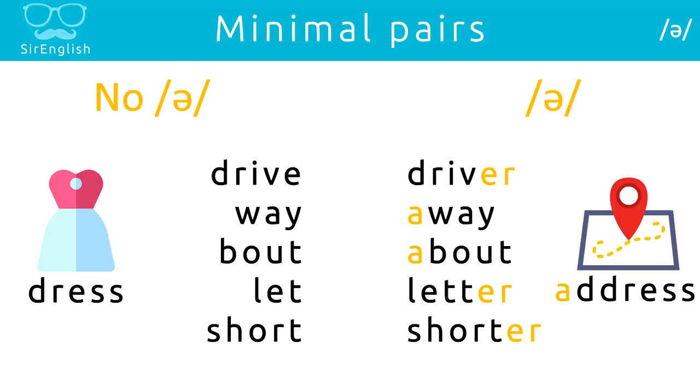So now we're going to go to the minimal pairs. This will really help you to master the sound. On the left we have words that don't contain the sound and on the right we have words that contain the target sound. So they're basically the same words, except the words on the right have an extra sound, which is the target sound. So listen to each pair and repeat after me.